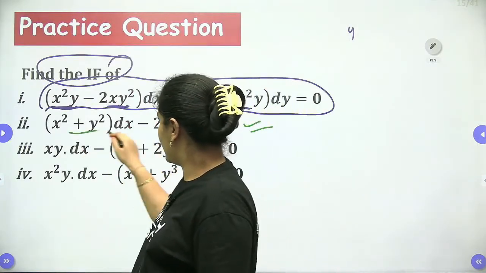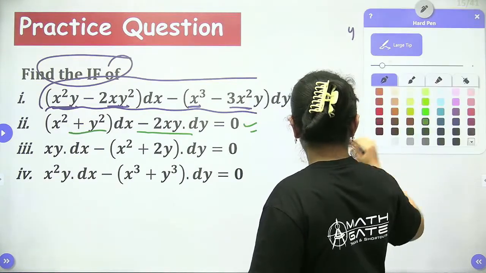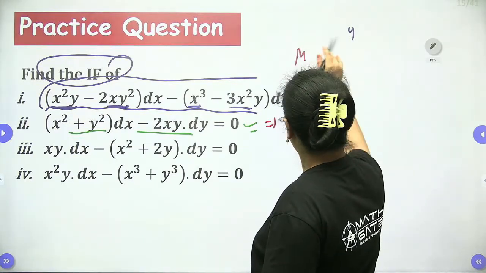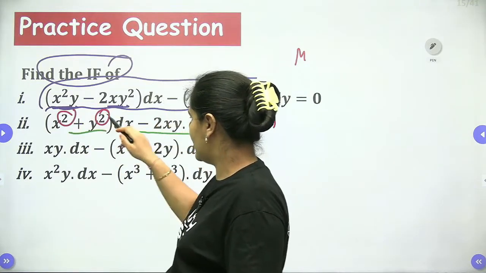x square y square dx minus 2xy dy. Let's talk about this one here only. Is this homogeneous? Yes, x square y square, that degree is 2.